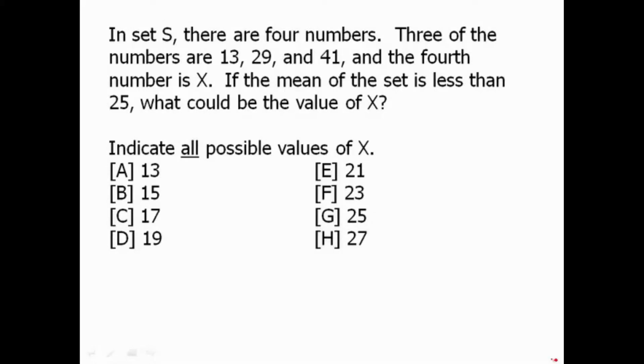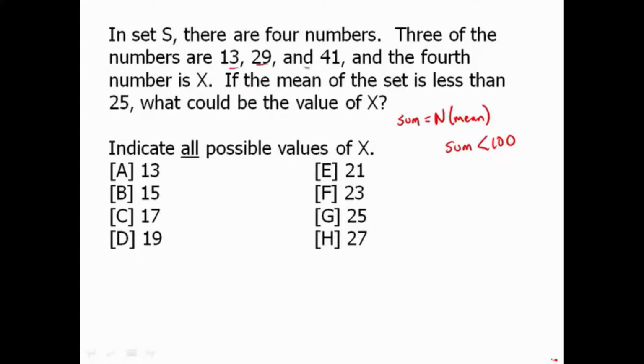For this problem, we need to consider the sum. Remember that the sum equals the number of elements times the mean. And often writing things in this way is much easier. So we know that the mean is less than 25, so that means that the sum has to be less than 4 times 25, or less than 100. So we want a sum of 4 values that's less than 100.